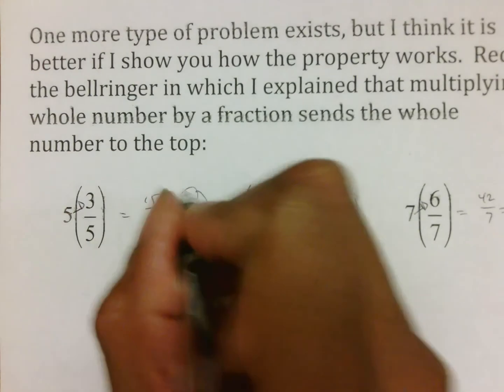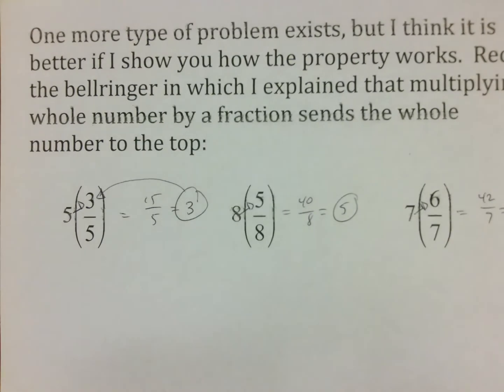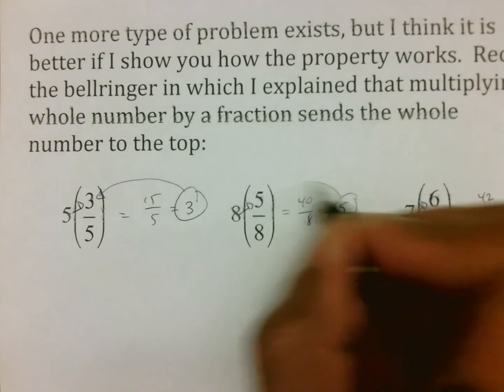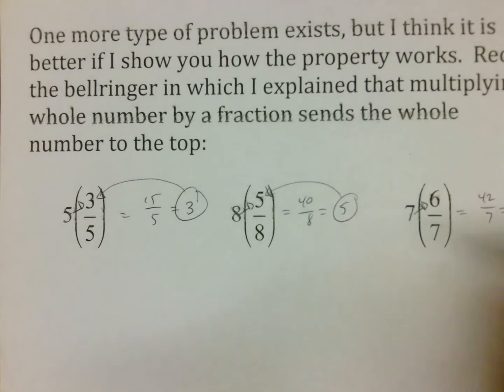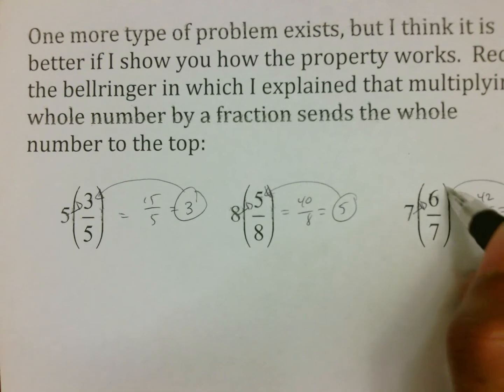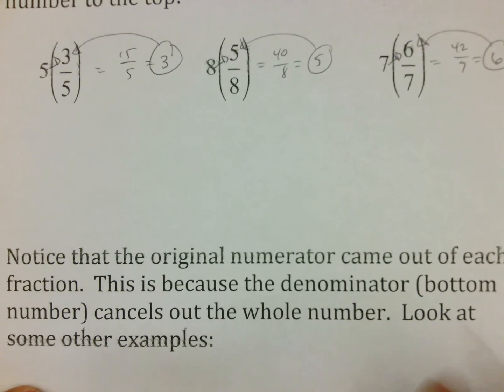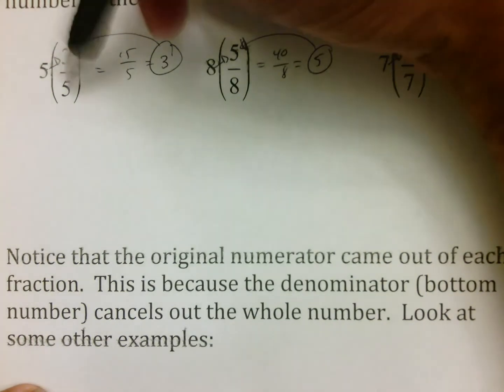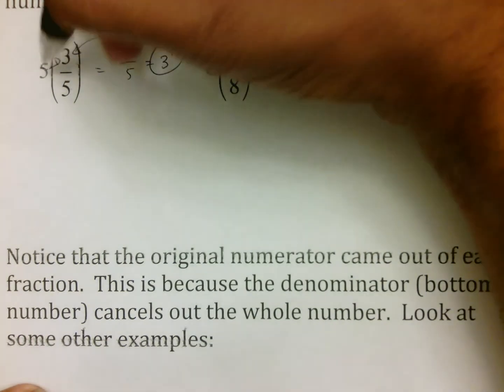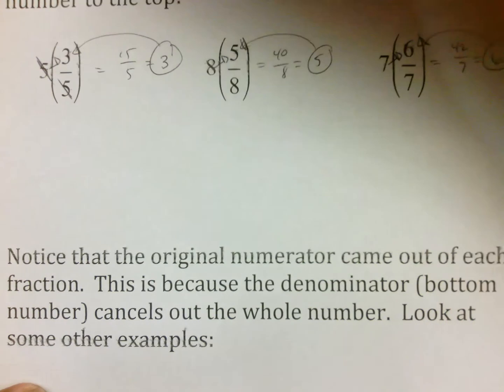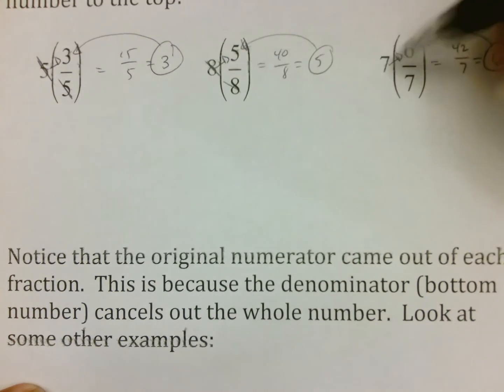So if you look back up here, after I multiplied, I got the answer of 3, which was originally at the top. After I multiplied, I got the answer of 5, which was originally at the top. After I multiplied, I got the answer of 6, which was originally at the top. And what happened is, because the denominator canceled out with the numerator, anytime the number you're multiplying by matches your denominator, you honestly could have just crossed those out and got that answer.